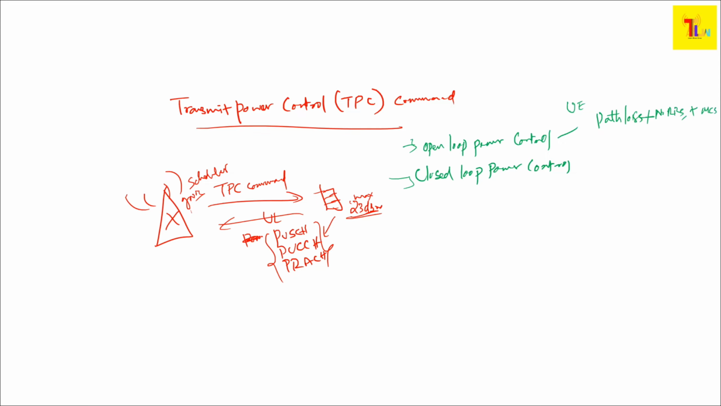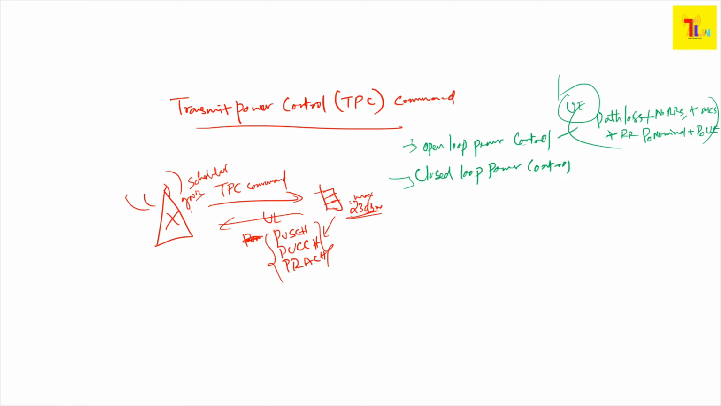It also uses some configuration parameters sent by the eNodeB as part of the RRC configuration, like P0 nominal power plus P0 UE power adjusted. There are a lot of parameters considered as part of open loop power control, where the UE can calculate the power itself based on these parameters.